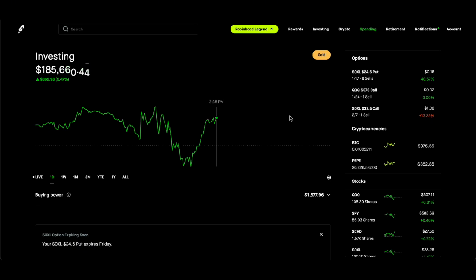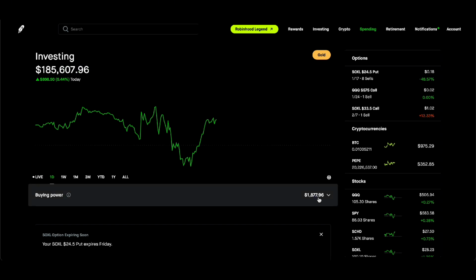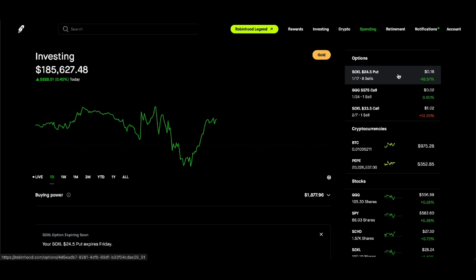First things first, let me show you guys my portfolio today. Today I'm up 0.47%, which accounts for $850. The total investment value here is $185,000 and some change. I have $1,800 in buying power, and I'm selling cash secured puts on SOXL to generate some passive income. So let's jump to the volatility.